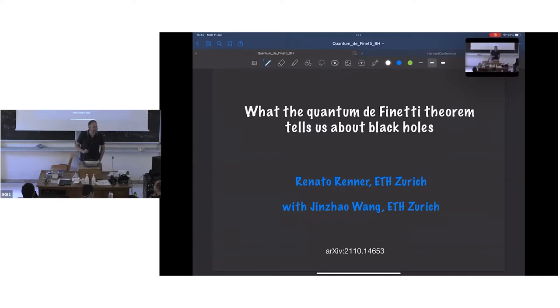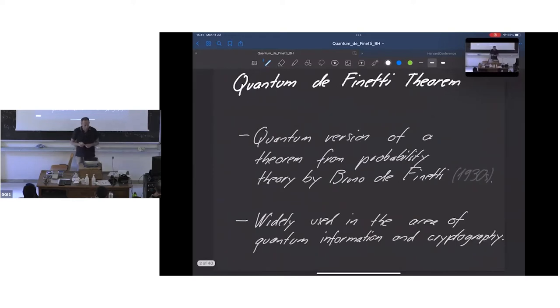Okay. So I'm going to talk specifically about a technique that is actually quite widely used in quantum information, in particular in quantum cryptography, the quantum Finetti theorem. And I will probably spend the first half on explaining that, because I assume this is not something that is so familiar to string theorists or holography folks. And then I will discuss a little bit how it can be applied to get some interesting insights on calculations that are done in the context of black holes. So this is work with Jinzhao Wang, who is also here. So in case there are questions, I think he understands all the calculations in much more detail than probably I do.